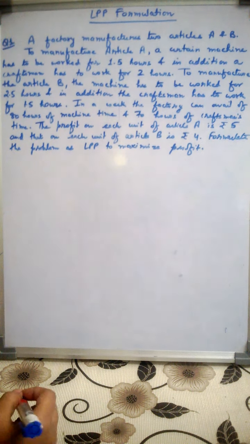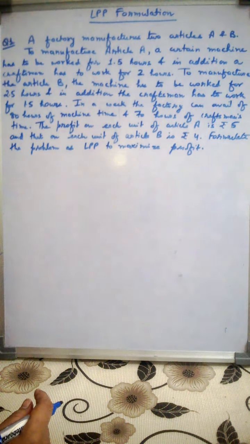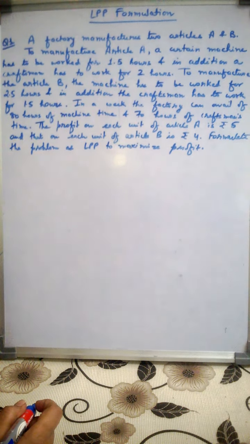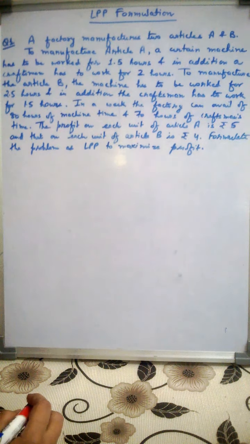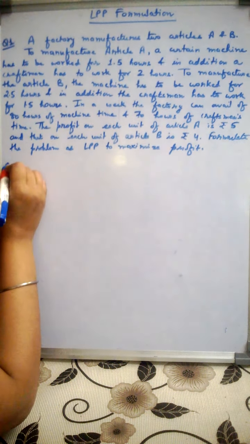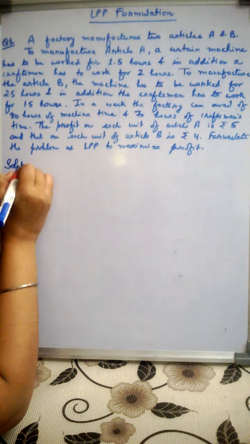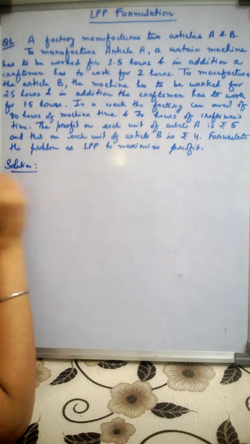So the problem says that there is a factory which is manufacturing two products, that is A and B, and in order to manufacture both A and B, machine time is required as well as labor time is required. So it is always better to write the problem in a tabular form first so that it is convenient for you to formulate the problem later on. So starting with the solution, first we'll formulate a problem.